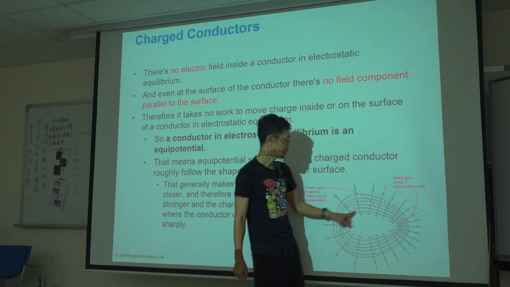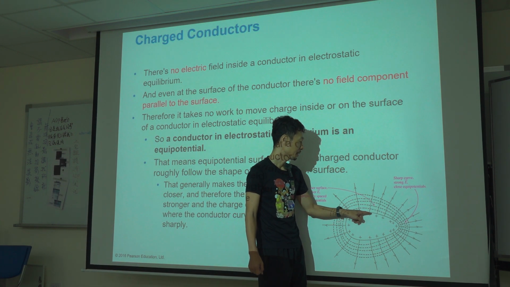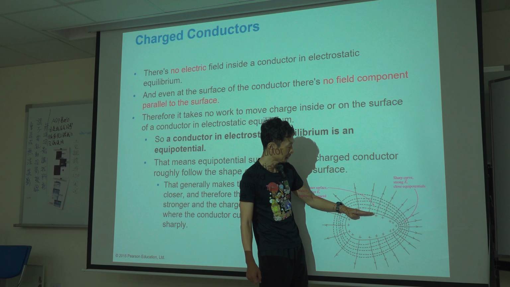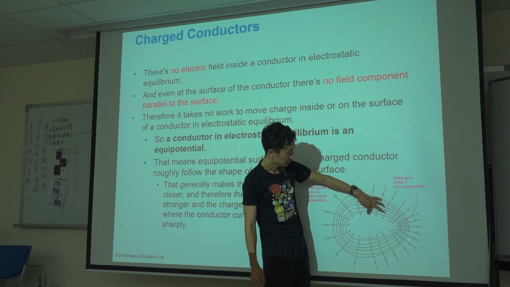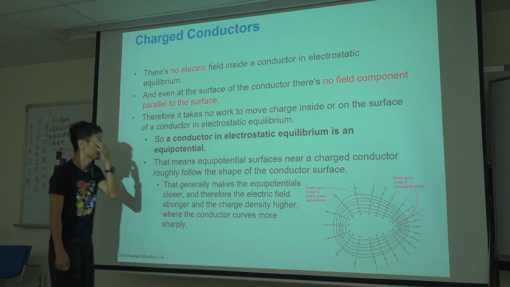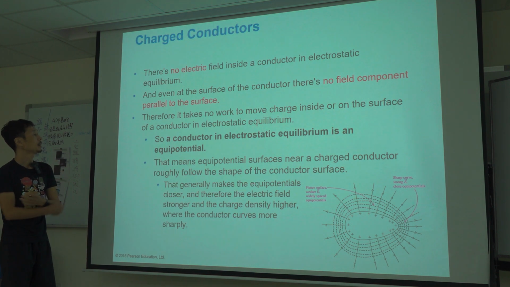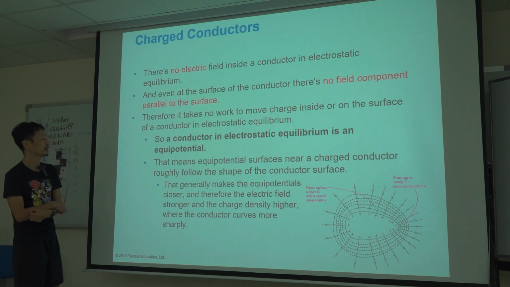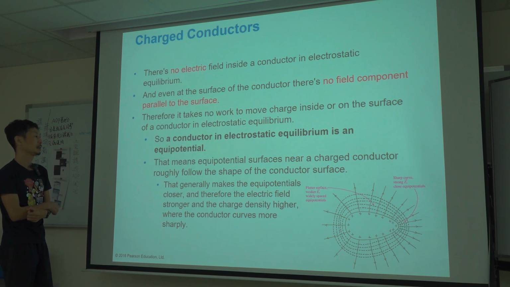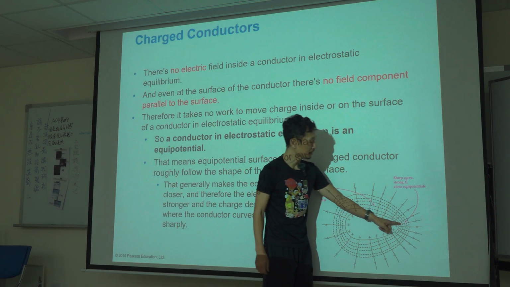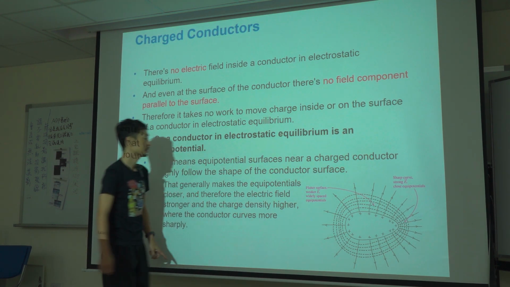So even at the surface, there's no electric field parallel to the surface, because if there were an electric field parallel to the surface, it would move the charges to cancel out that field. It's the same thing. So inside the conductor is equipotential, which means the equipotential near the surface is very similar to the shape of the conductor. That makes sense?